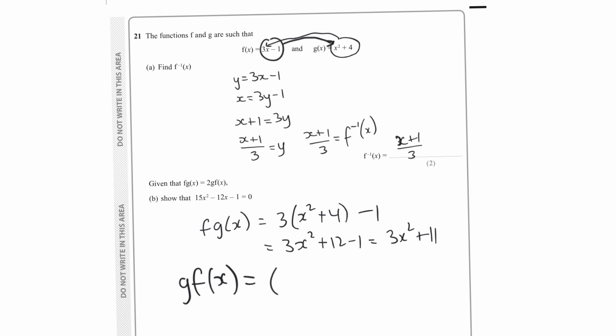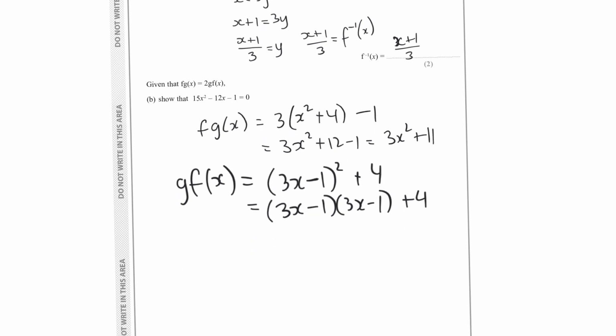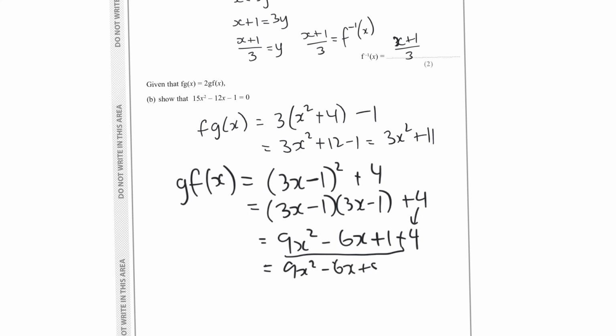So then that would be 3x minus 1 squared plus 4. So we need to expand our brackets. So we've got 2 brackets. Expanding our brackets would leave us with 9x squared minus 6x minus 6x, plus 1. And then remember the plus 4 as well. So this is from the expanded brackets and then the plus 4 that carries down. So this would be 9x squared minus 6x plus 5.